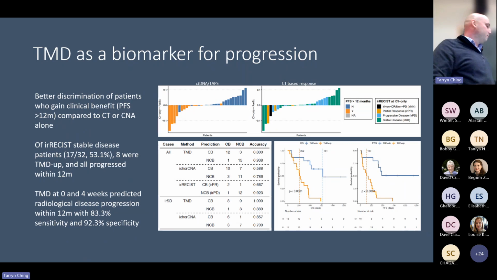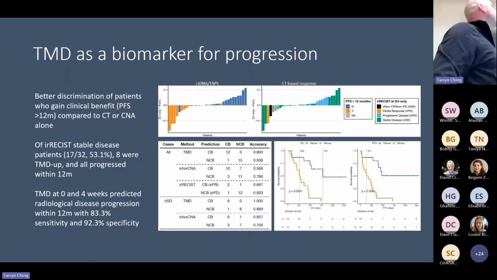And in the top waterfall plots, on the left is the change from baseline in patients in terms of their TMD. So if it went down, that's a good thing. If it went up, that's a bad thing. And on the right side, we can see overlaying that with the CT-based response criteria. And I think what's clear here is that the blue patients had a clinical benefit and the orange ones didn't.